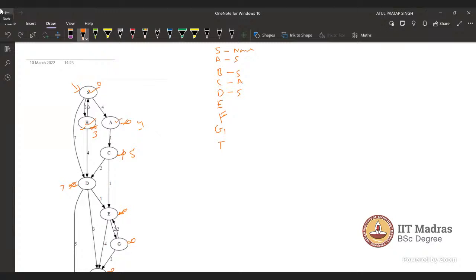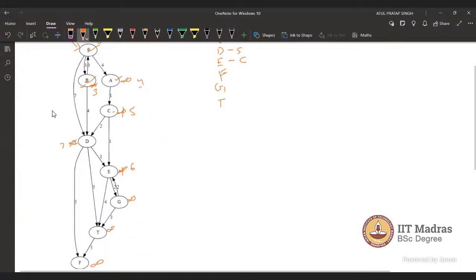Now we will select the next smallest. Now 7 and 5, we have two nodes with the minimum distance. So we will select C, and from C we can move to D by 5 plus 2, 7, which is already 7. We will not update this, and we can move to E by 5 plus 1 is 6. So it becomes 6, and the parent of E is C.